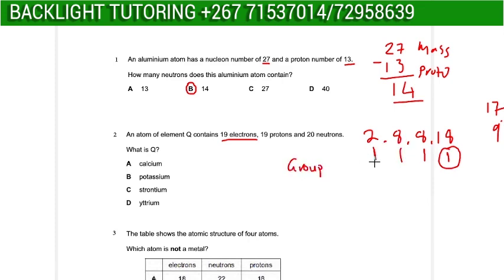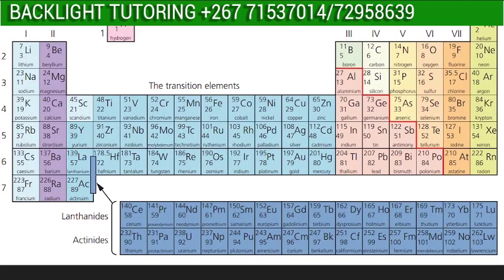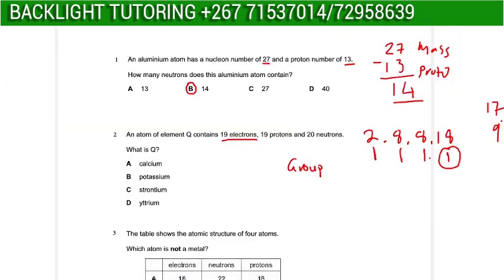So we know that this element is in group 1, and counting the shells 1, 2, 3, 4, this element should be in period 4. Let me quickly look at the periodic table. On the periodic table we can see here is group 1, and the element is in period 4, so that will be potassium. So we can see that here is the potassium. That's how we find it.